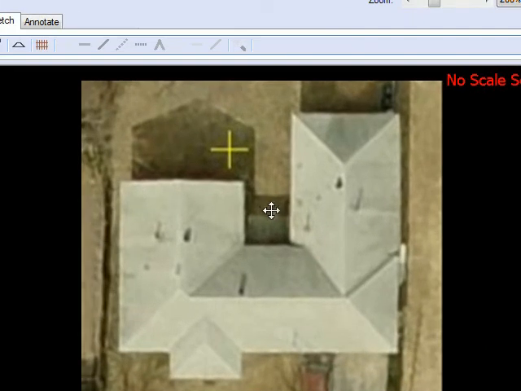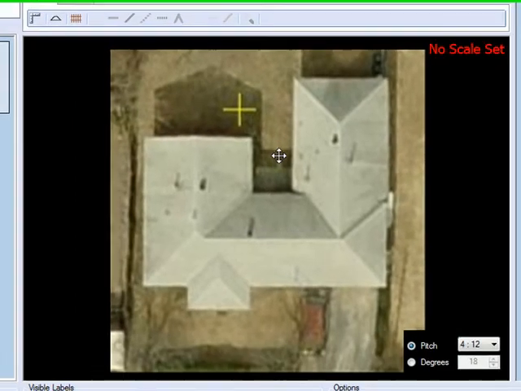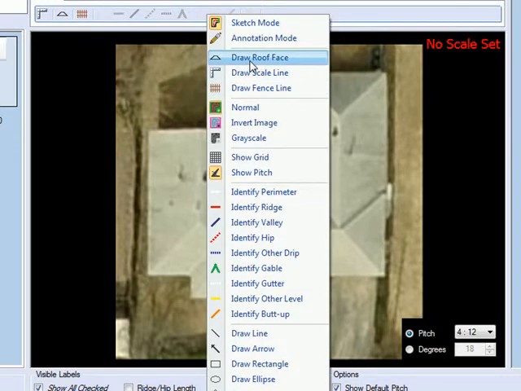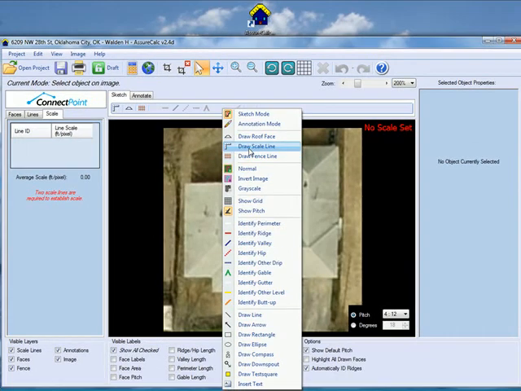Once we have visited the site, we have our 2 scale measurements, so we're now ready to set the scale. This ruler is what you use to set the scale. The hotkey is S. You can click on the ruler here. You can right click and draw the scale line here.